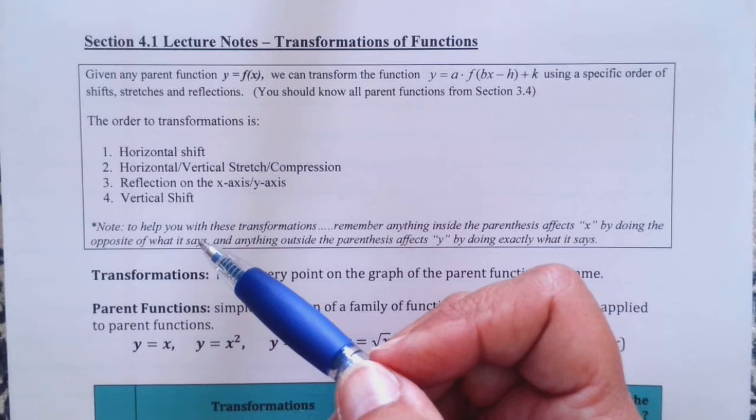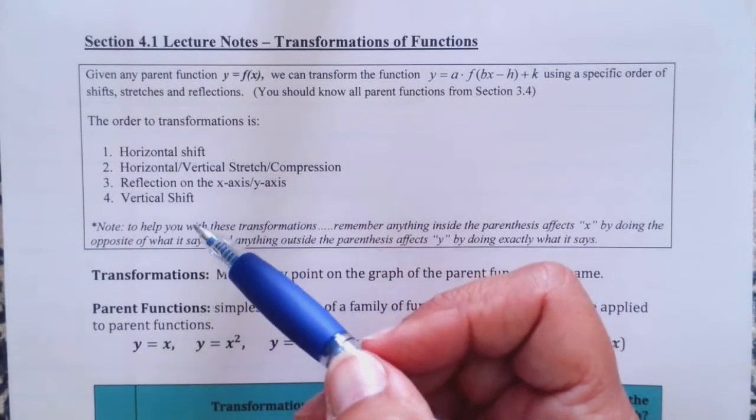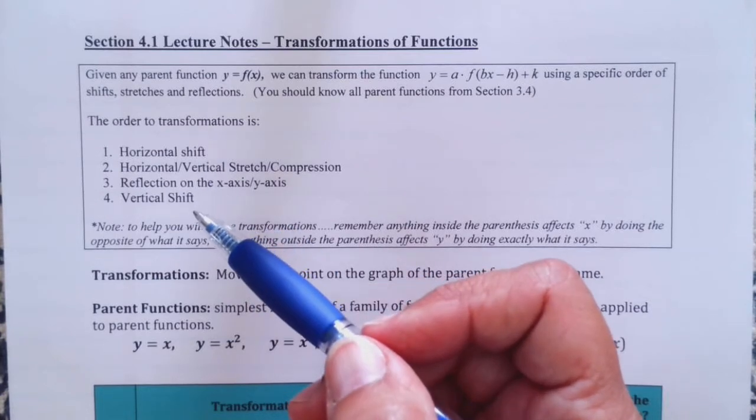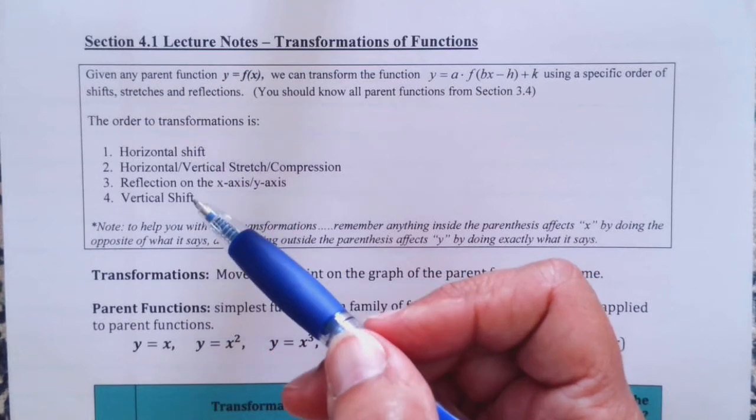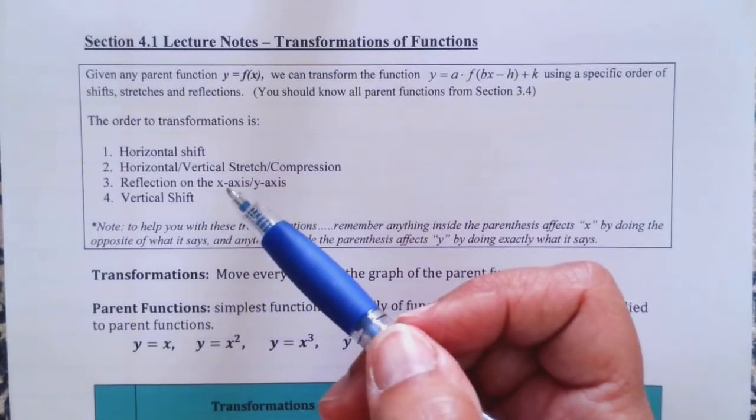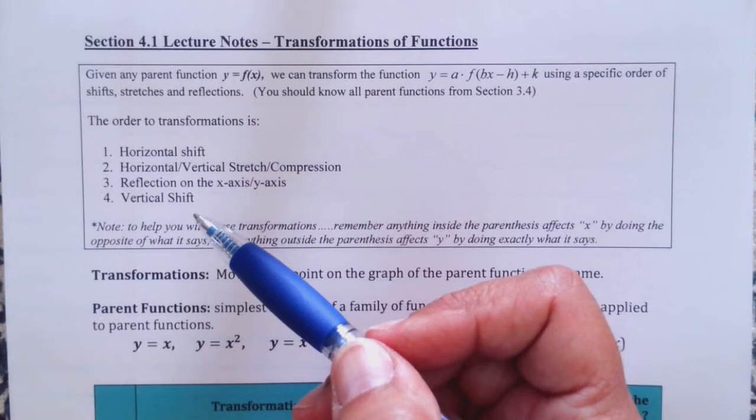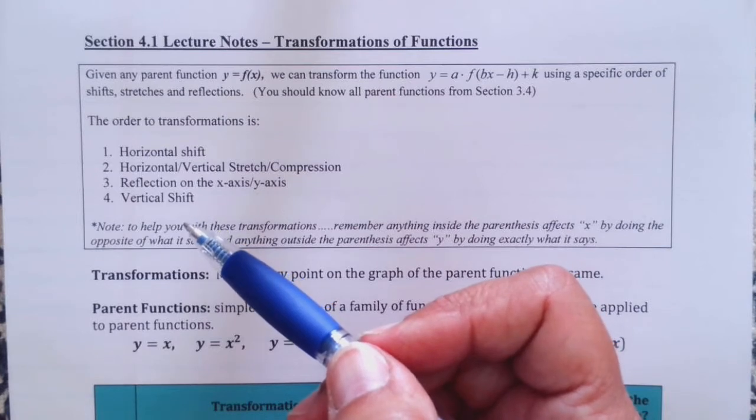You should know all the parent functions that we used from the unit before. When you're asked to list transformations, these are the typical orders that you will do. You're going to do horizontal shifts first, then stretches and compressions, then reflections, and then the vertical shift.